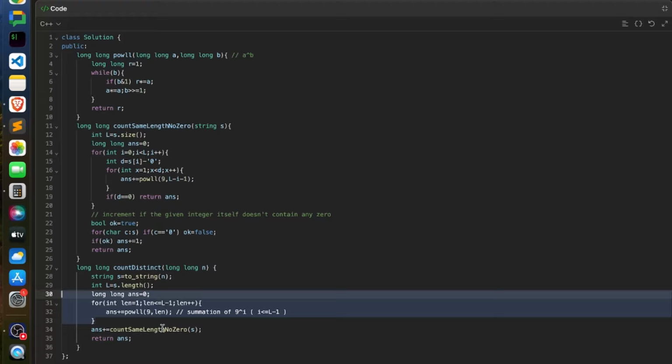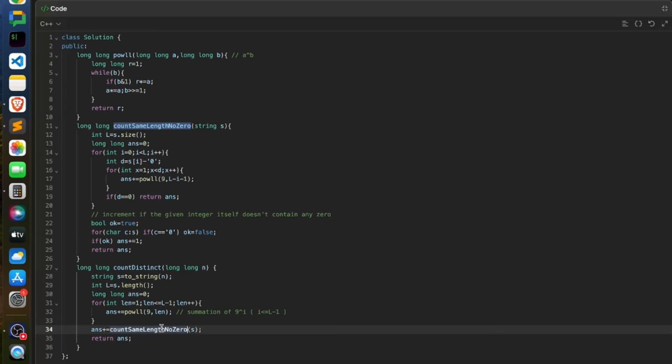Now for L, what I have done, so this is the second step. I created a function for that. The name of the function which I have given is count same length with no zero, because there shouldn't be any zero at all for length L, right? So if you see here, first find out its length. This is my answer. Now I'm going through all the indexes from 0 to L. This is my current digit.